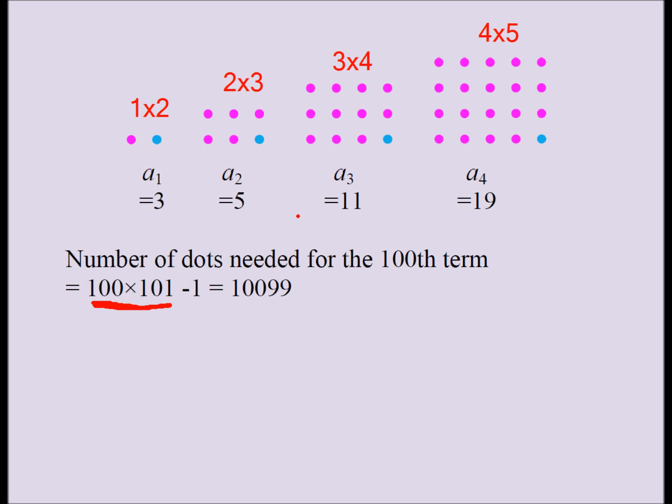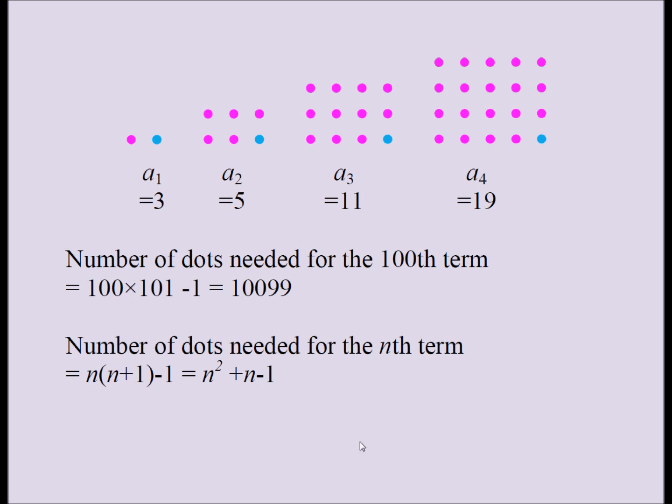So erase everything. Now the next part of our question is how many dots will be needed for the nth term. So using the exact same argument, the nth term should be n rows of n plus 1 dots, but then I have to subtract 1 because n times n plus 1 includes the blue dot. This 1 refers to the blue dot, and all I did here is some algebra. n times n plus 1 is n squared plus n, minus 1.